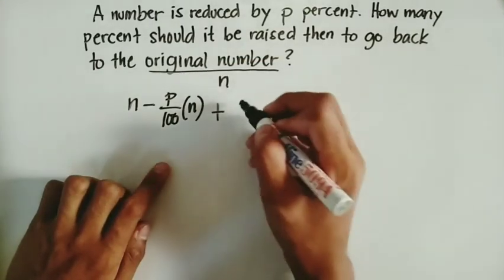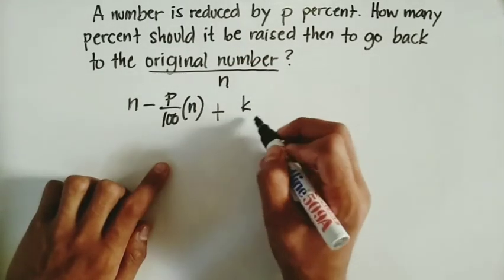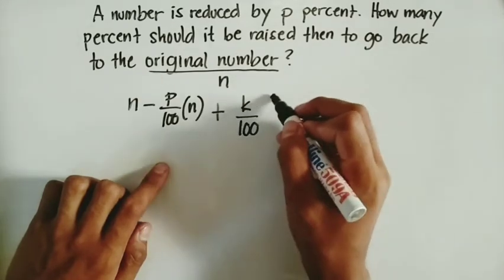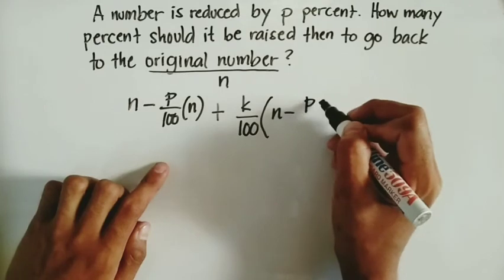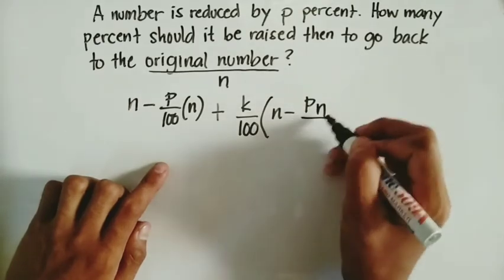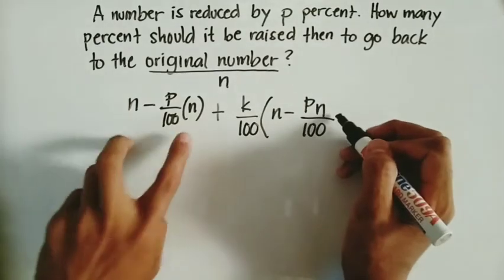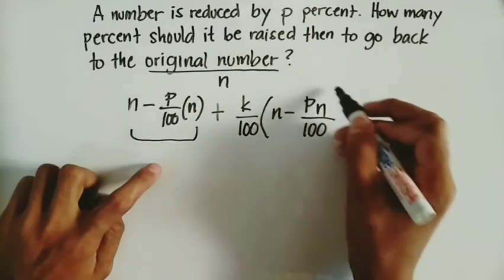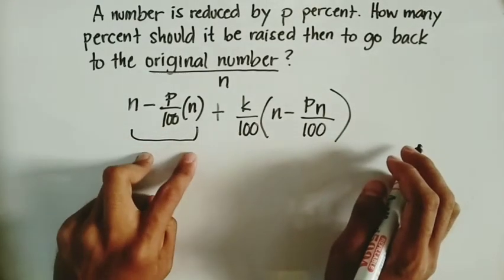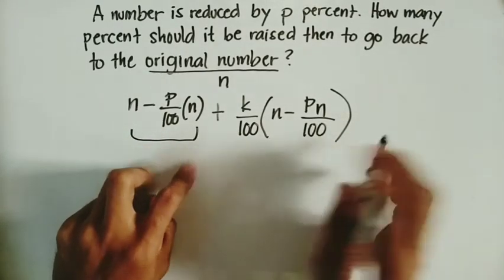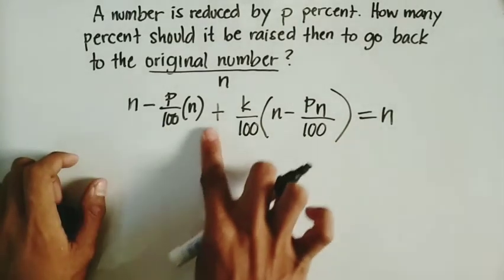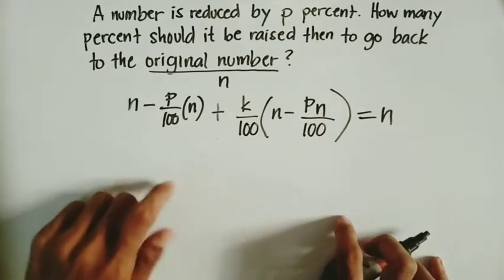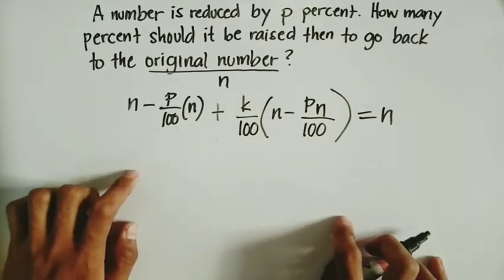So, we will let k yung percent natin. So, magiging k over 100 times n minus p times n over 100. Yan yung nilagay ko dito kasi eto na yung bagong number natin. So, yan na. And that is equal to the original number which is n. So, using this equation, we will solve for k.